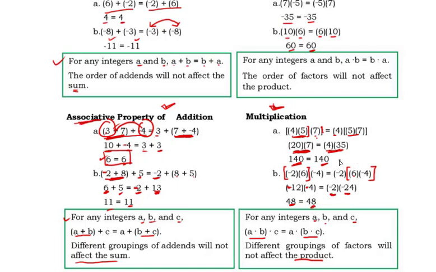Tandaan po natin yung rules sa pag-multiply. Pagka po magkatulad ang sign, ang sagot po ay positive. Pag magkaiba ang sign, ang sagot po ay negative.